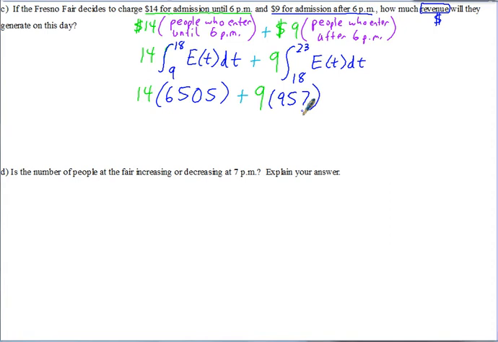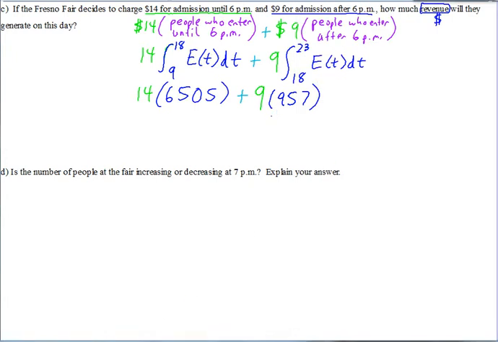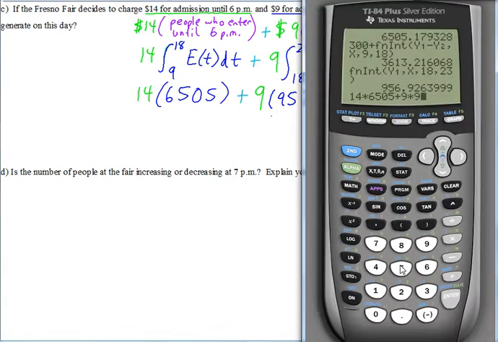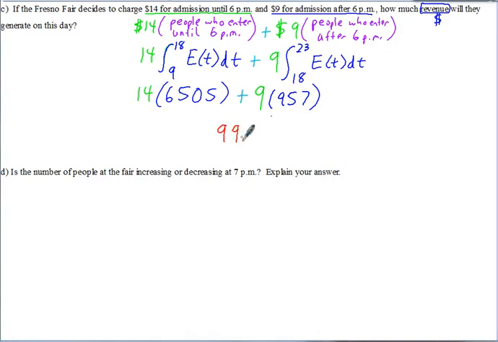And then we can work that out on our calculator. 14. Your calculator knows the order of operations here, so we put it in like this, and then plus 9 times 957. We get $99,683. That would be the revenue they generated that day.